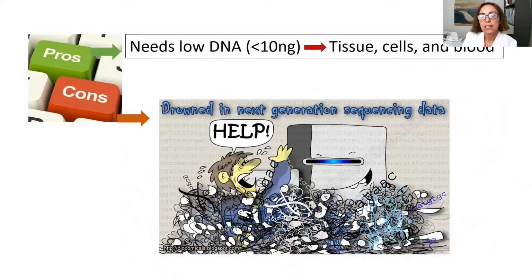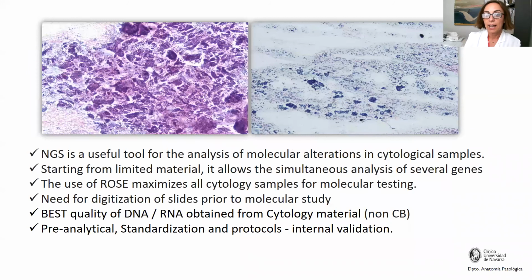And regarding NGS, the pro of the technique is that we need very little DNA, so we can perform NGS with DNA from tissue, cells, and blood. But we can get lost with a lot of information that, of course, we as pathologists don't understand. So we need good molecular biologists or molecular pathologists to help us with this. We can draw a small conclusion about NGS in cytological samples with this slide.